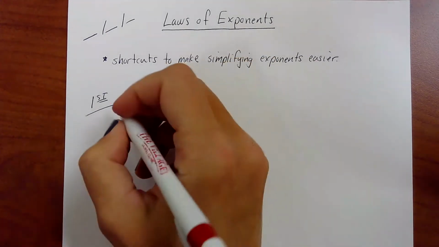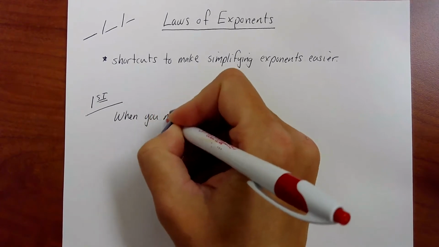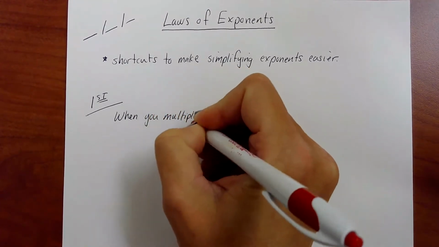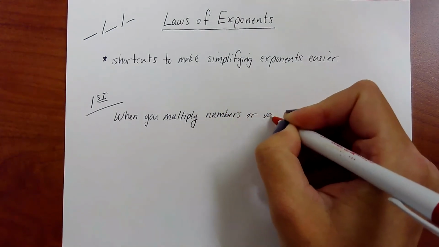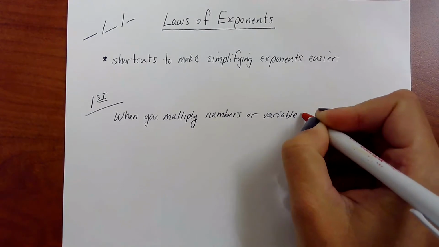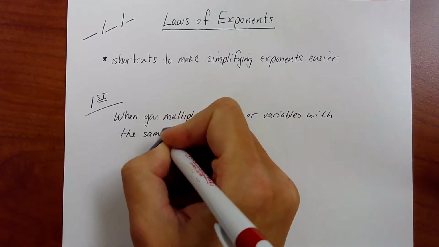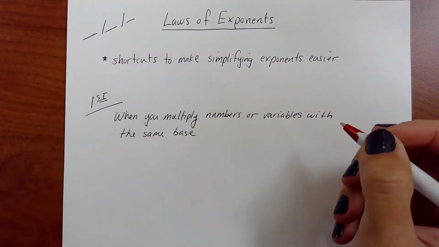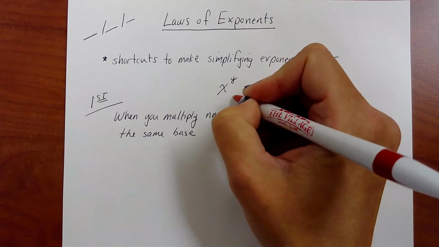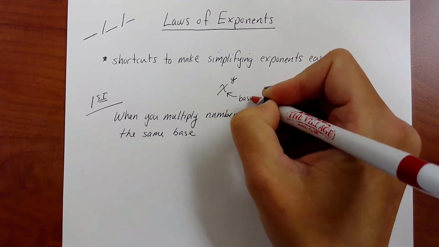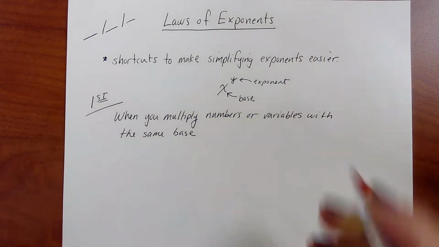So the first law says when you multiply numbers or variables with the same base, that's important. Remember what the base is. So here, let's say this was x to the y power. This is the base, right? This is the exponent. Just as a reminder here.